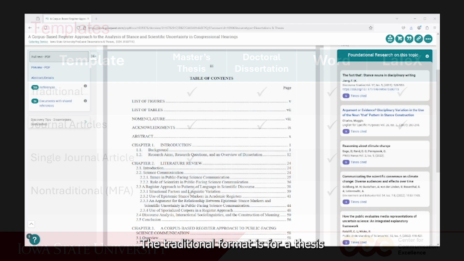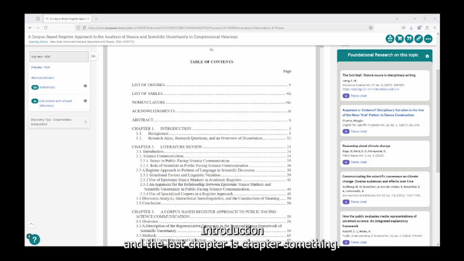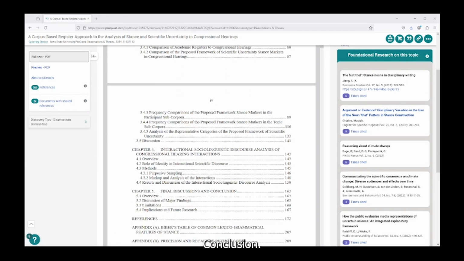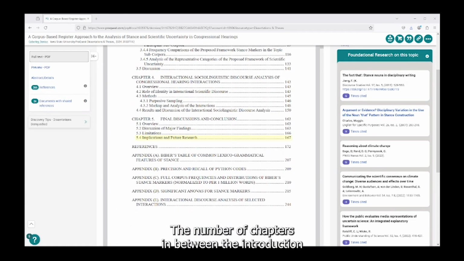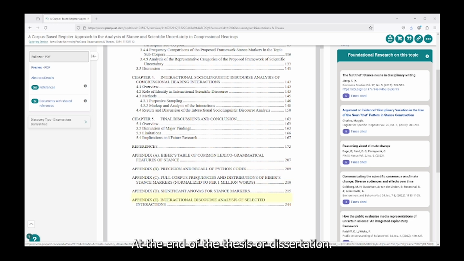The traditional format is for a thesis or dissertation that does not include any journal paper. The first chapter is Chapter 1, Introduction, and the last chapter is Chapter something, Conclusion. The number of chapters in between the introduction and conclusion is up to you and your committee. Also, the references and appendices are included in this order at the end of the thesis or dissertation.